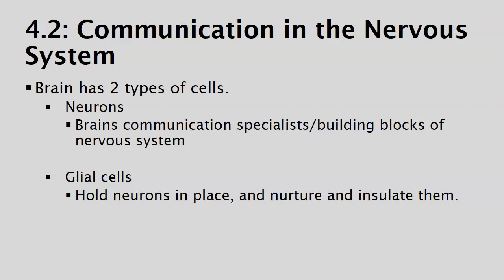So to start, the brain has two different types of cells. The first, neurons, are the ones that we're going to mostly focus on because they are considered the communication specialists of the body. They're essentially the building blocks of the nervous system.